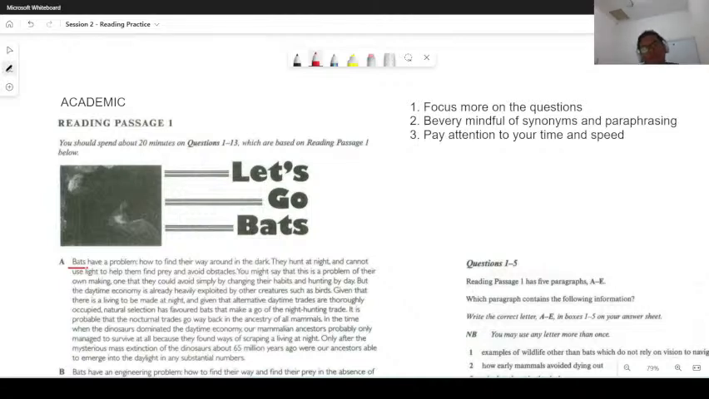So it's more crucial to just make sure that you're reading very carefully and only focusing on what you need to find. Okay, all right.